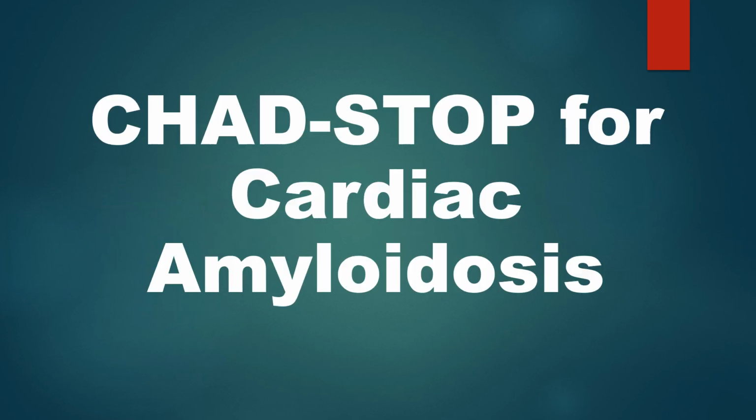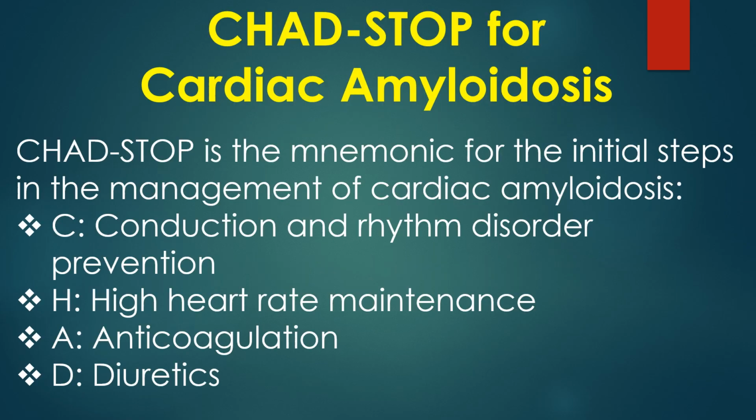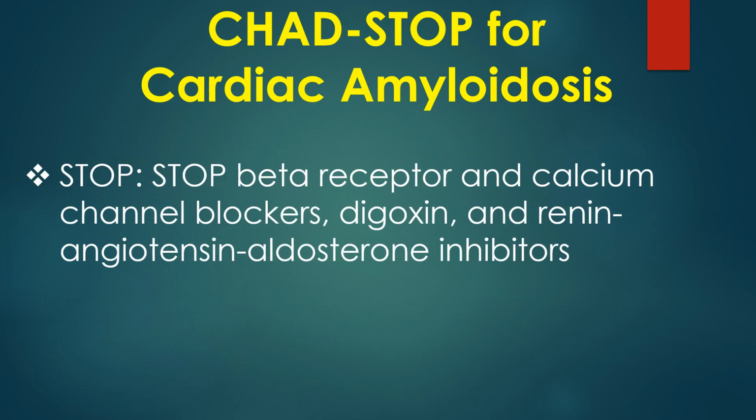Discussion on CHAT STOP for initial management of cardiac amyloidosis. Targeted therapeutic measures depend on the type of amyloidosis, whether it is light chain or transthyretin type. CHAT STOP is the mnemonic for the initial steps in the management of cardiac amyloidosis. C, conduction and rhythm disorder prevention. H, high heart rate maintenance. A, anticoagulation. D, diuretics. Stop beta receptor and calcium channel blockers, digoxin and renin-angiotensin aldosterone inhibitors.